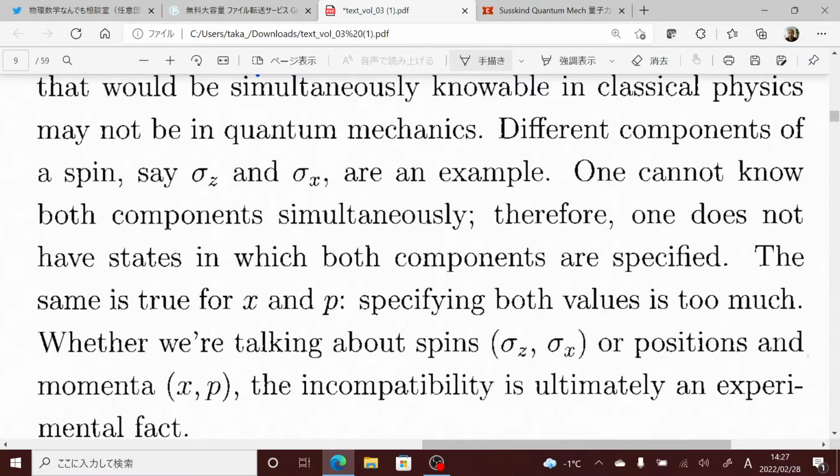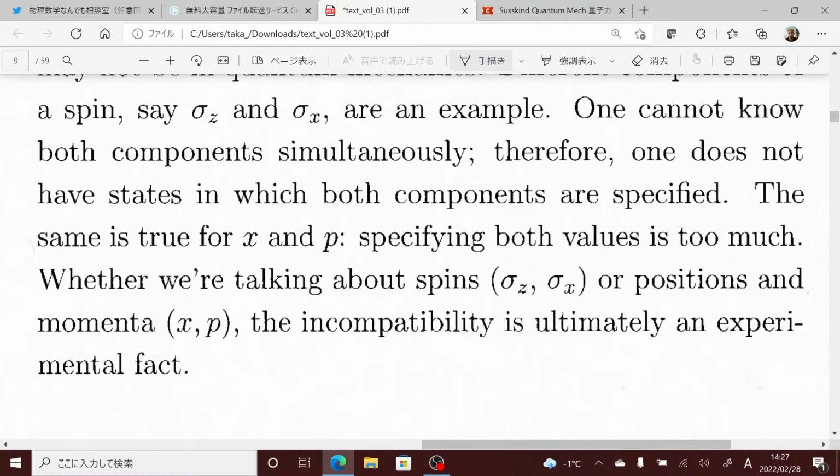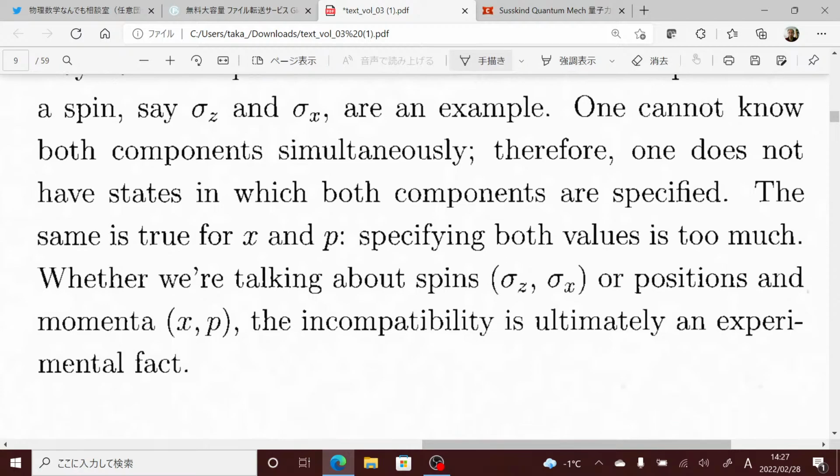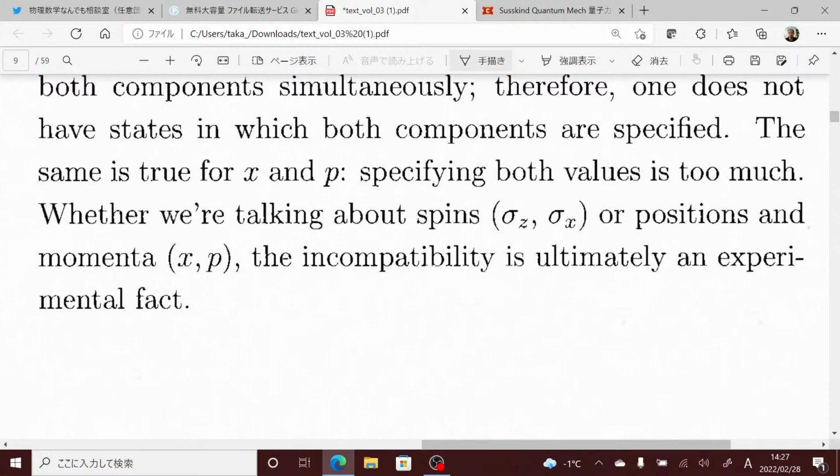One cannot know both components simultaneously. Therefore, one does not have states in which both components are specified. The same is true for x and p. Specifying both values is too much. Whether we are talking about spins, sigma z, sigma x, or positions and momentum, x and p, the incompatibility is ultimately an experimental fact.